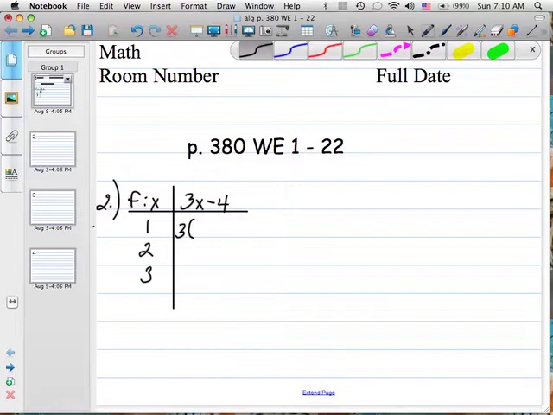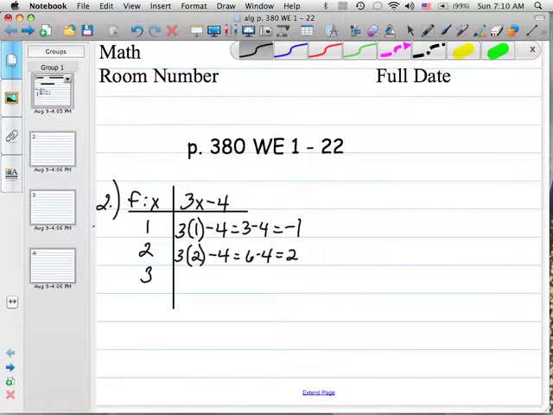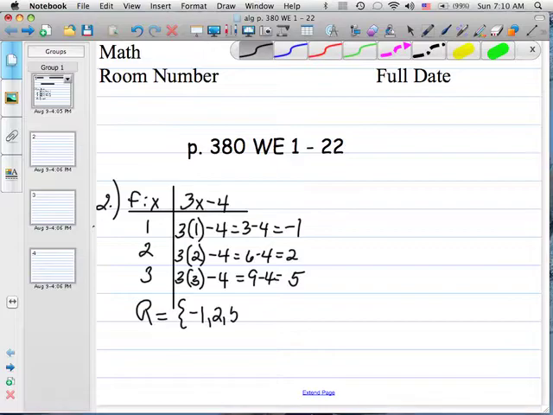So show your work. 3 times 1 minus 4 is equal to 3 minus 4, which is negative 1. And putting 2 in, 3 times 2 minus 4 is 6 minus 4, which is 2. And 3 times 3 minus 4, we get 9 minus 4, which is 5. So our range is negative 1, 2, and 5.